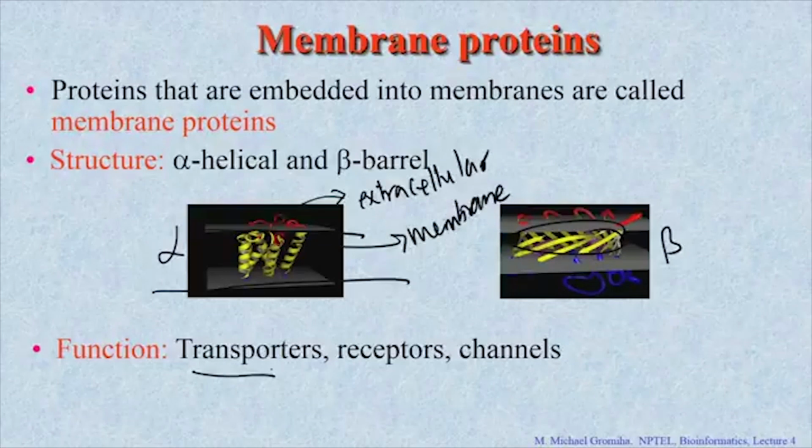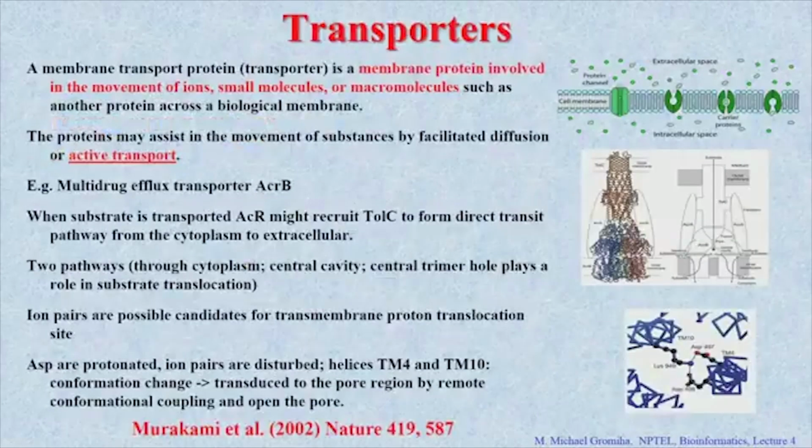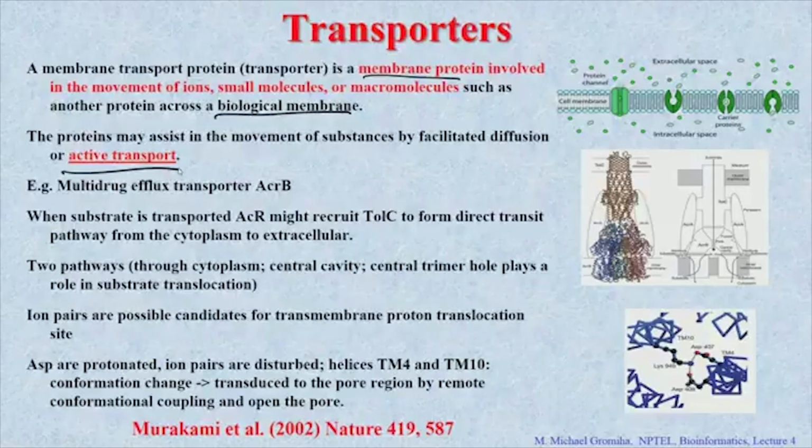These proteins also perform various functions like transporters, receptors or channels and so on. I will explain with a few examples. Here is one example for the transporters. What is a transporter generally? It transports molecules. A transporter is a membrane protein involved in the movement of ions, small molecules or macromolecules, such as another protein, across the biological membrane. These mainly assist the substance by active transport, from the lower concentration to the higher concentration.